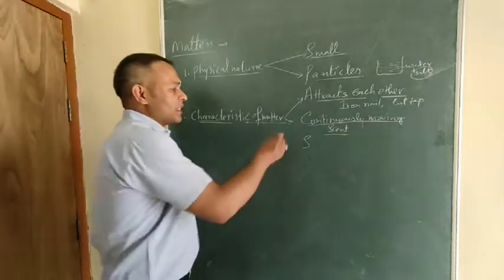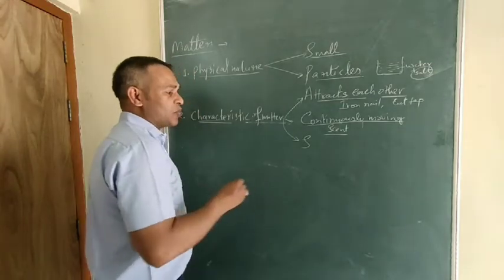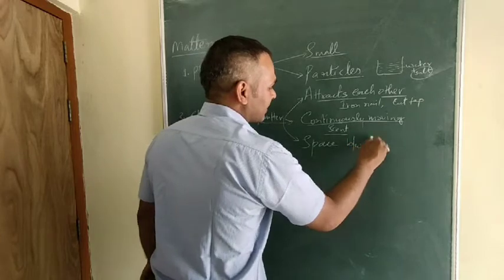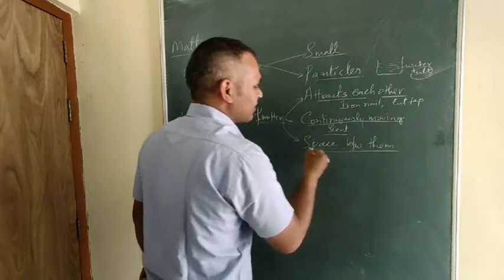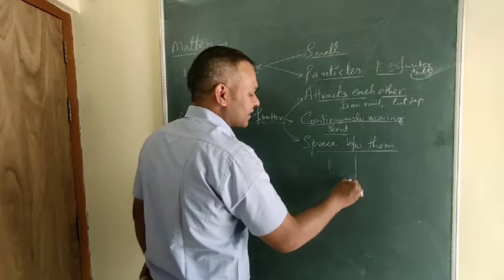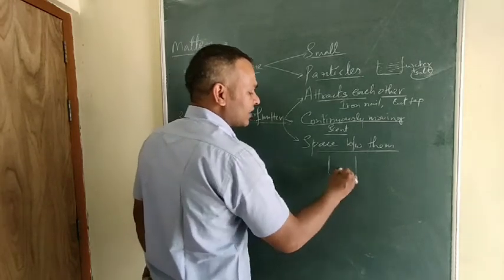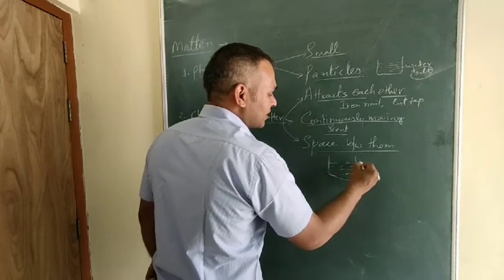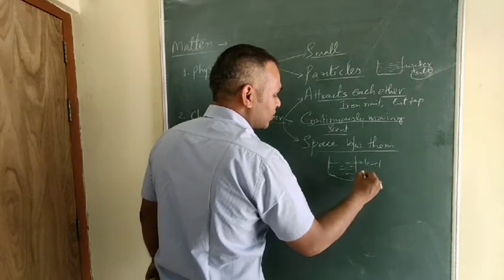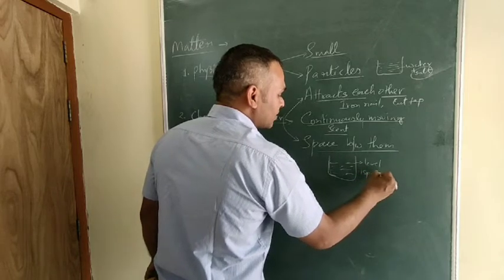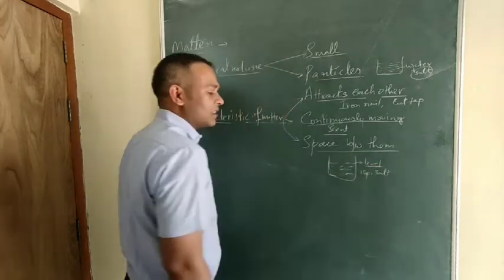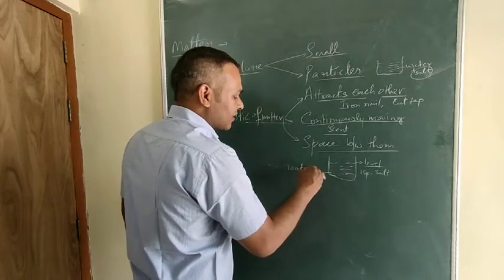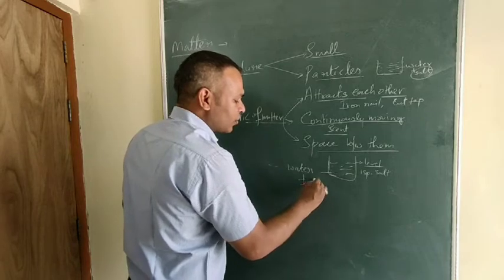Now, the next point is they have a space. The particles of matter have a space between them. You take a container, right? You add water. In the water, you mark the level of the water. Afterward, you add 1 spoon of salt. The level will not increase. Why? Because the water molecules are having what? Space.